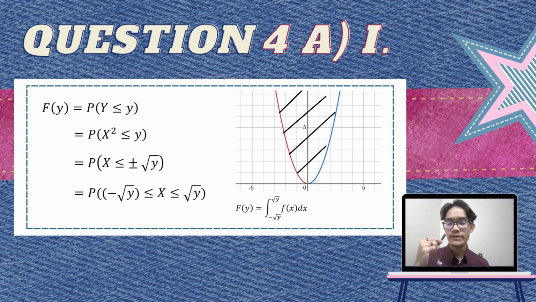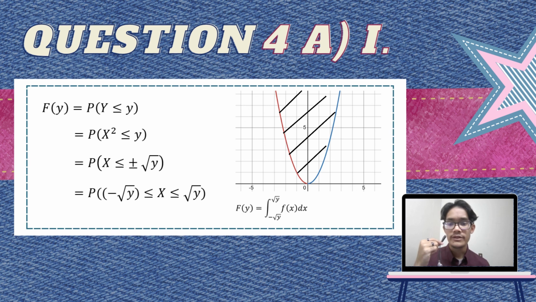First, we need to find the inverse function of y, where the cumulative distribution function is equal to the probability of the random variable Y less than or equal to the value y. Then we substitute y equal to x squared into the function. Now, the cumulative distribution function is equal to the probability of x squared lower or equal to the value y. Finally, we get the cumulative distribution function equal to the probability of the random variable x between negative square root of y and square root of y.